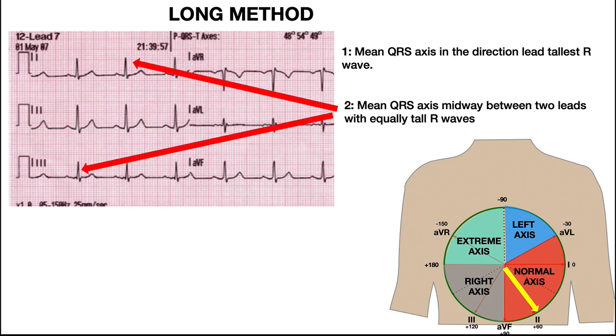Now if you look at this ECG, you have lead number 1 and lead number 3 which have two equally tall R waves. And if you look at your chart below, we see lead number 1, that's at 0 degrees, lead number 3 at plus 120 degrees, and so midway would be lead number 2 with plus 60 degrees. So you're reinforcing your derivation that lead 2 with plus 60 degrees is the axis.